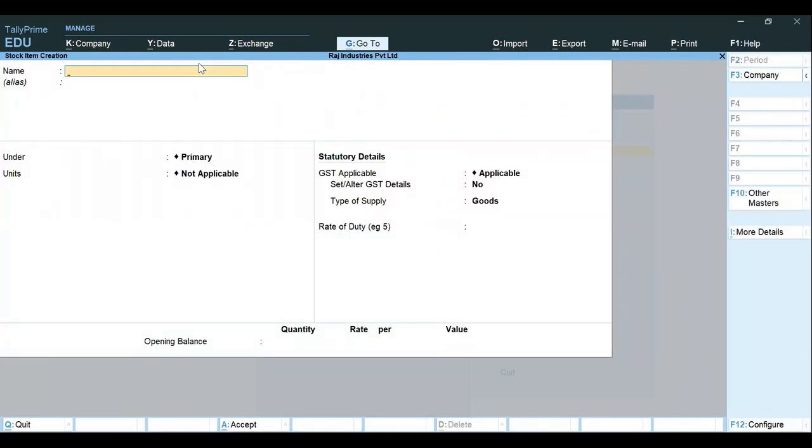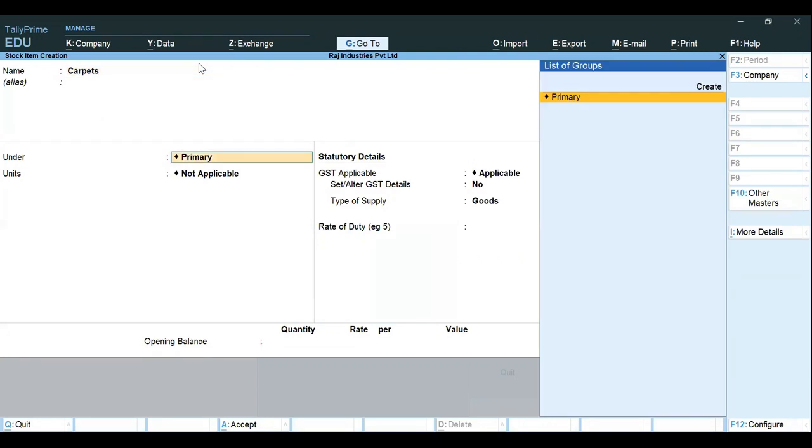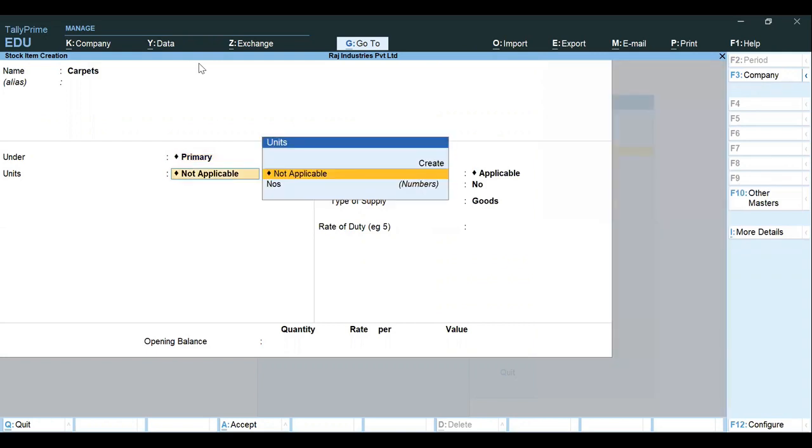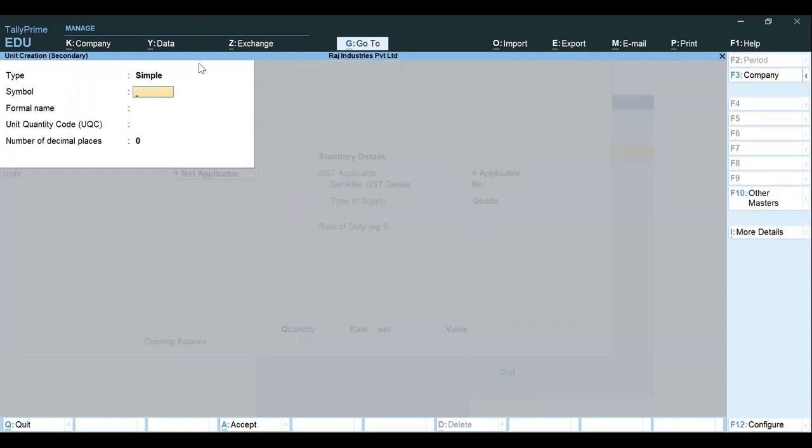Do you see the change in the ledger format again? Right? So notice the change. This is very important. The first stock which I'm going to create is carpet. Under, so I can create a group if required. My shortcut is Alt T, and I can create a stock group. But I'm not going to create any stock group for now. I have already created numbers. If I did not, then Alt C was my shortcut to create units.